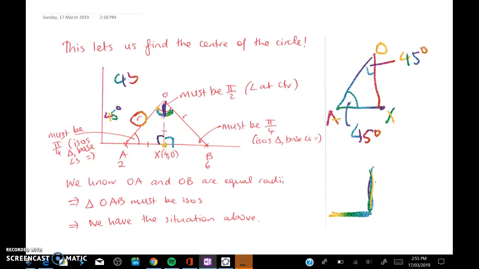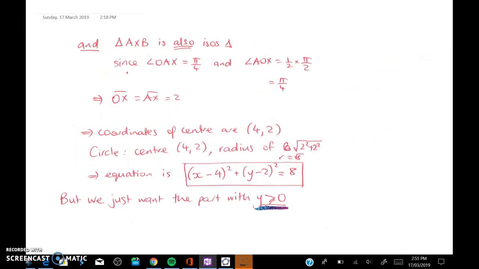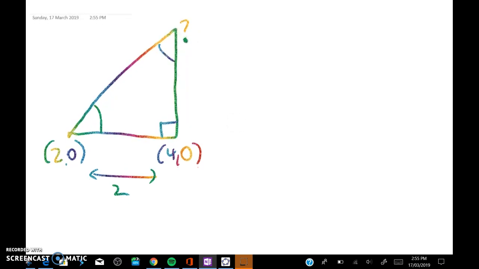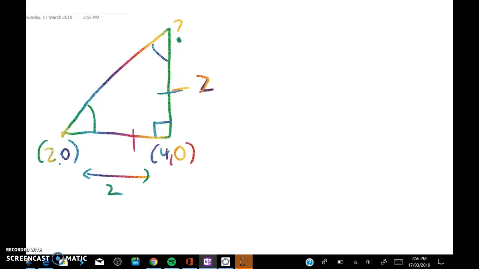But now we can get the centre very easily because we know that this distance from here to here is 2. So this side length must also be 2. And that means that finally we can use Pythagoras to get this distance here, which is r. Okay, I want to draw out that triangle one more time. So this is (2, 0), and this is (4, 0), and this is the thing we don't know yet. But we know that this is 2, and we know that this must be isosceles, because that's 45 and that's 45. So this is also going to be 2, which means the coordinates of O are going to be (4, 2). And r squared is equal to 2 squared plus 2 squared, which is equal to 8.